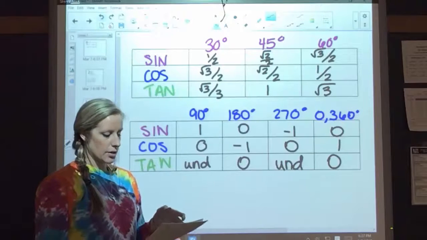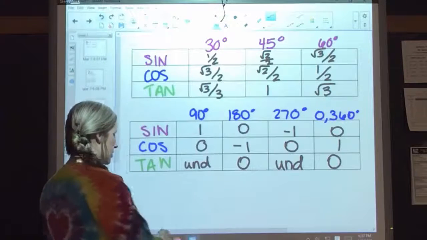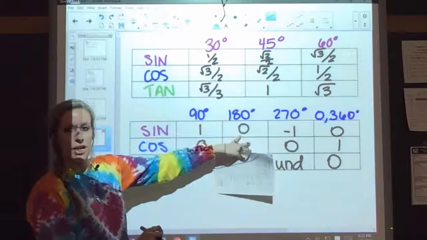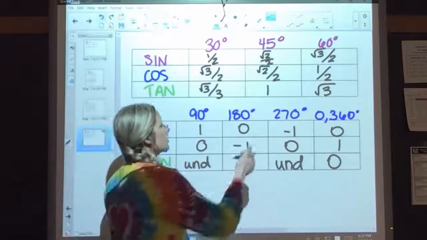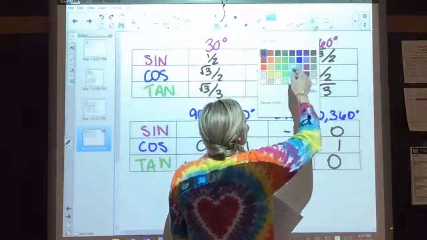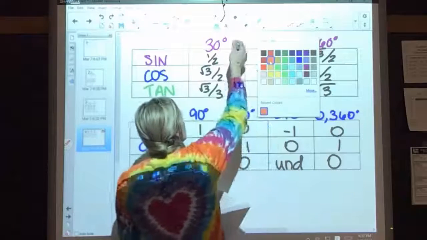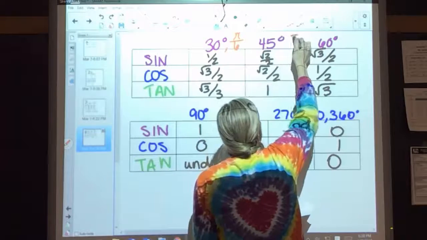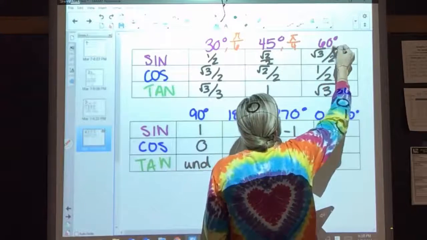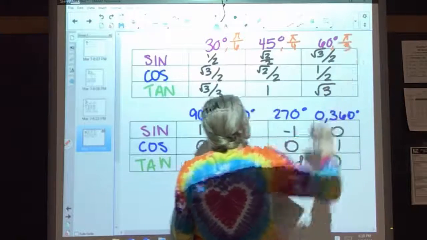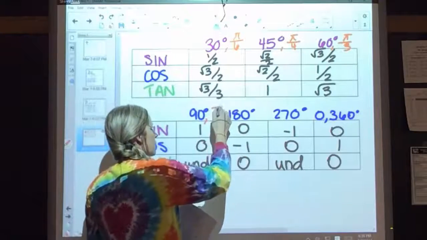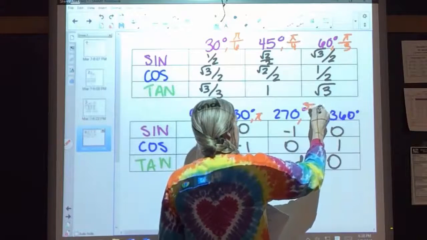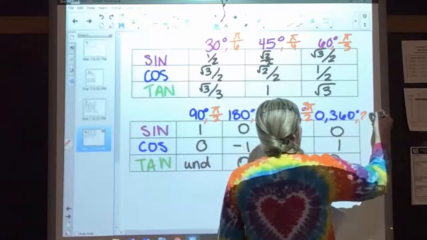Sine of 30, tangent of pi over 3. So what I would do is go ahead and put what these degrees are in radians. You don't have to, but that might help. So 30 degrees is the same thing as pi over 6. 45 is pi over 4. 60, pi over 3. 90 is pi over 2. 180, pi, 270, 3 pi over 2, and 2 pi, or 0.